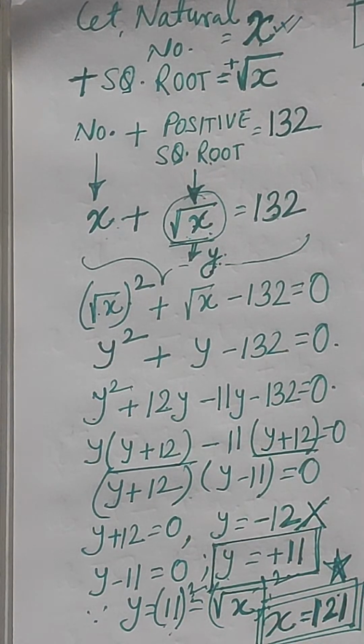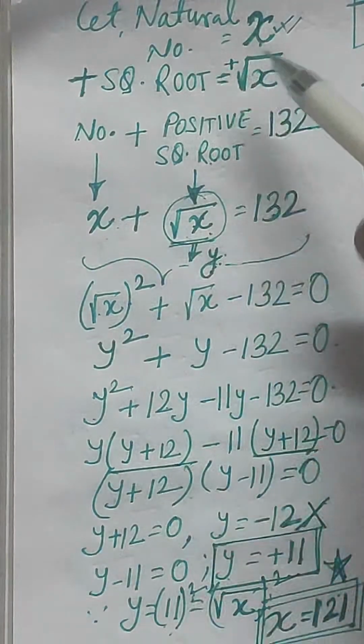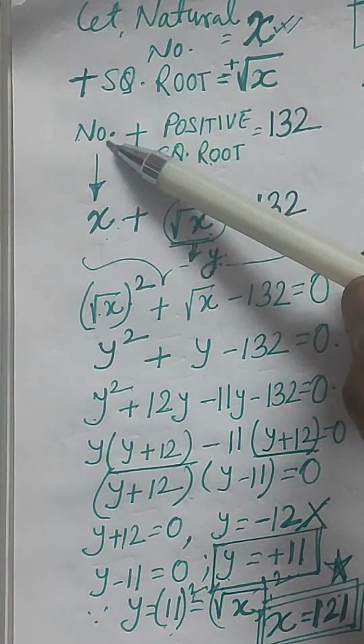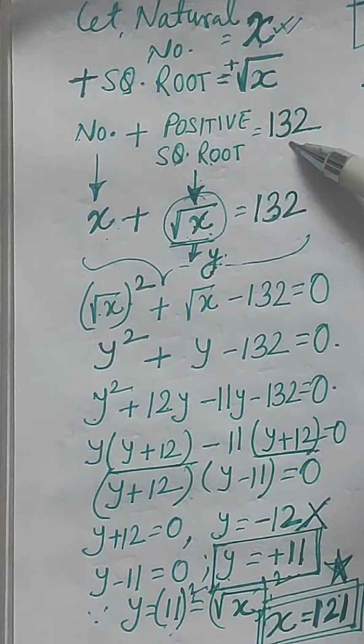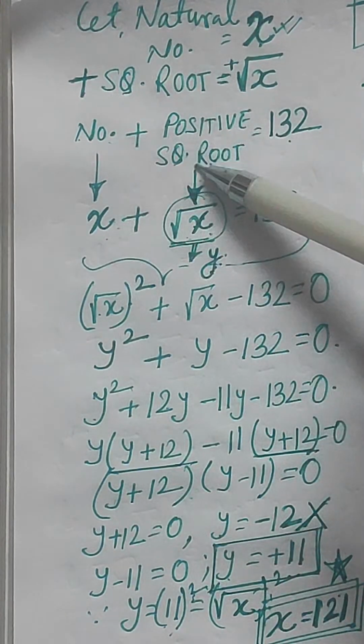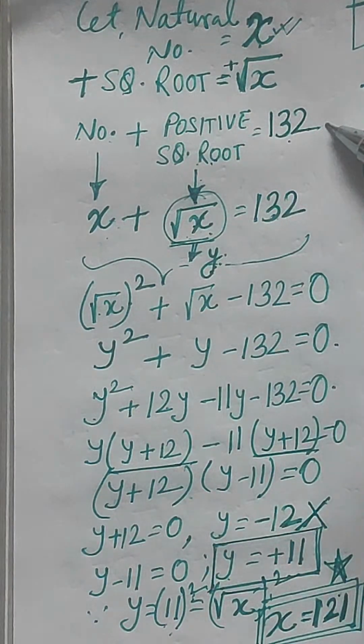So this is a question from quadratic equations, and it's very easy. I'm just recollecting the steps. The sum of a number and its positive square root is given as 132. We need to find the number.